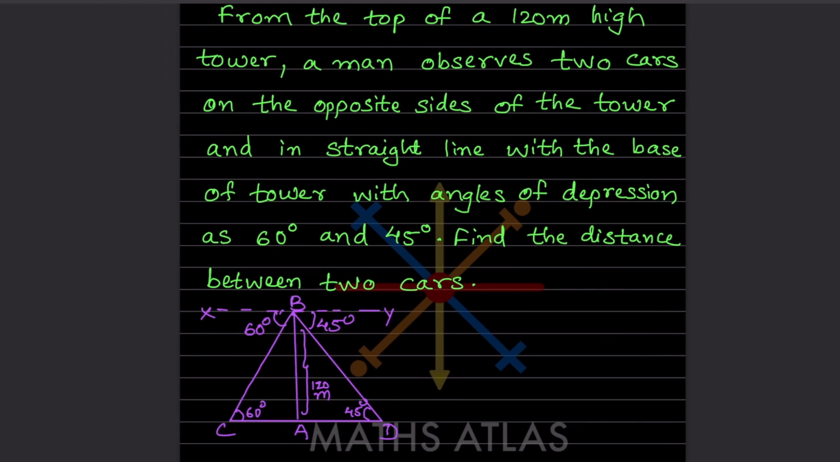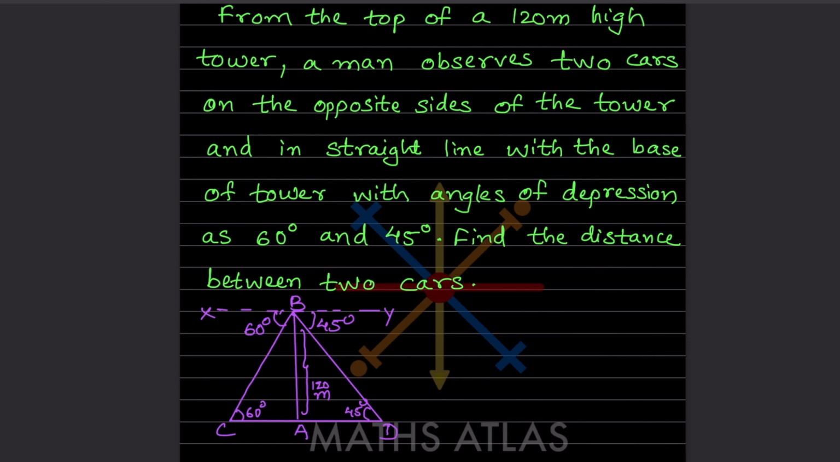So now see here, this is the top of the tower. There are two cars. The angle of depression is given as 60 and this is 45. So if this is 60, this alternate angle will also be 60, and if this is 45, this will also be 45. So now there are two cars.